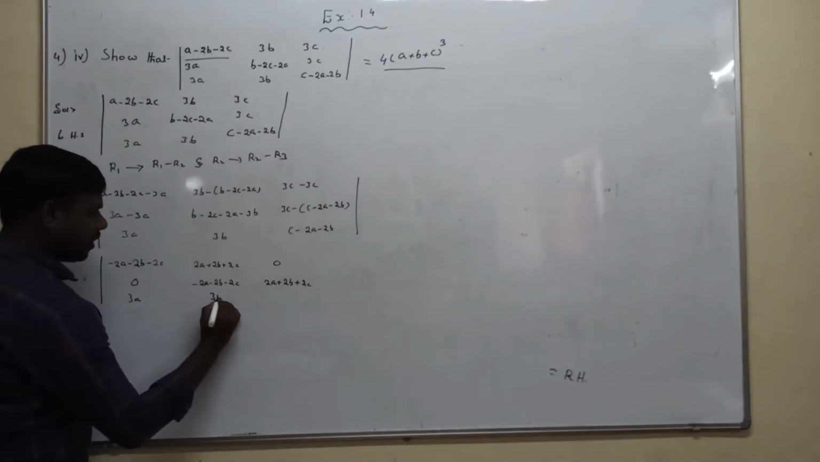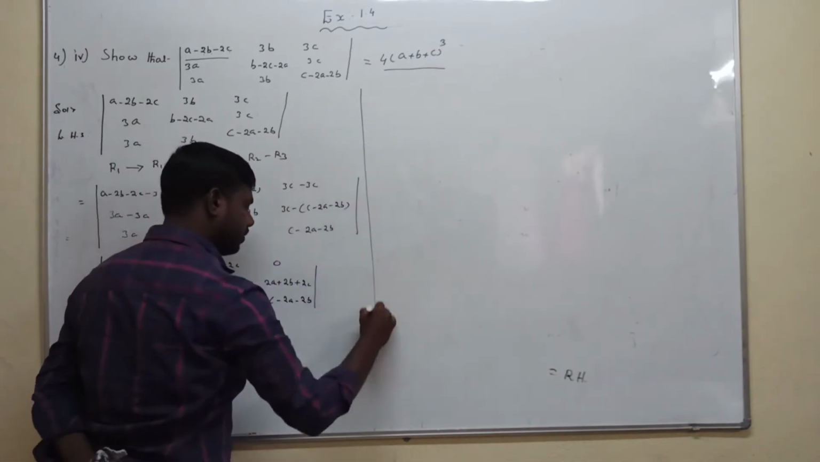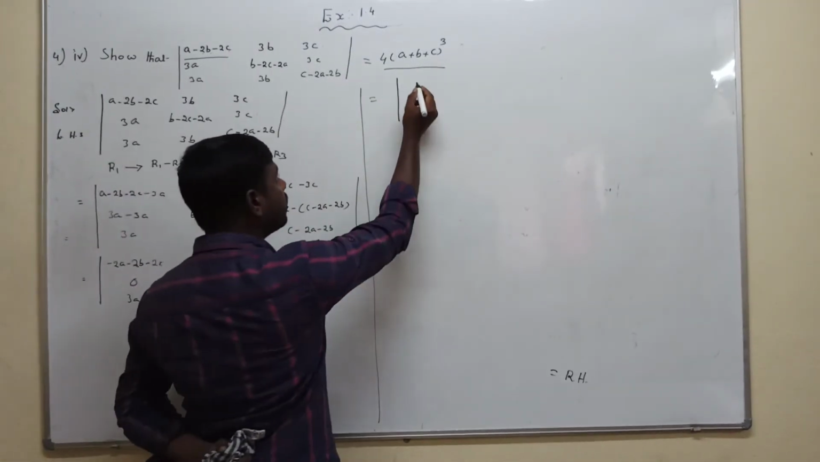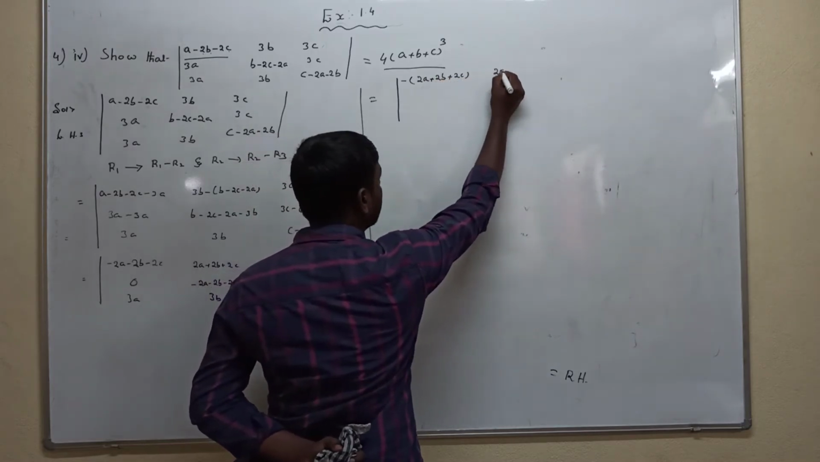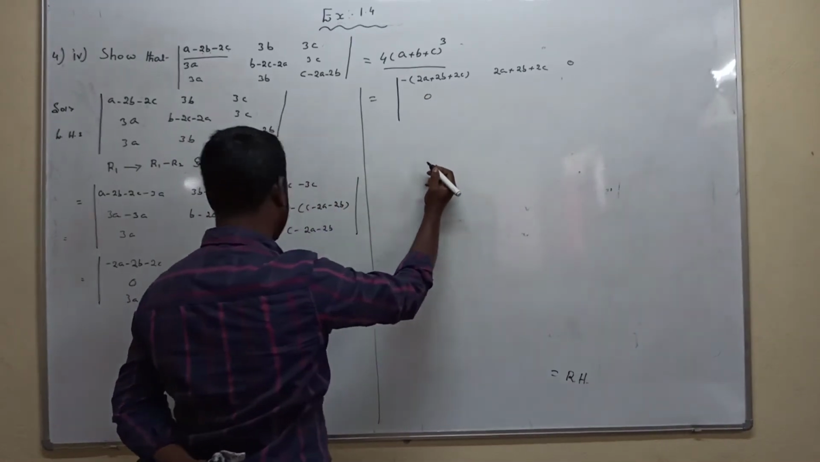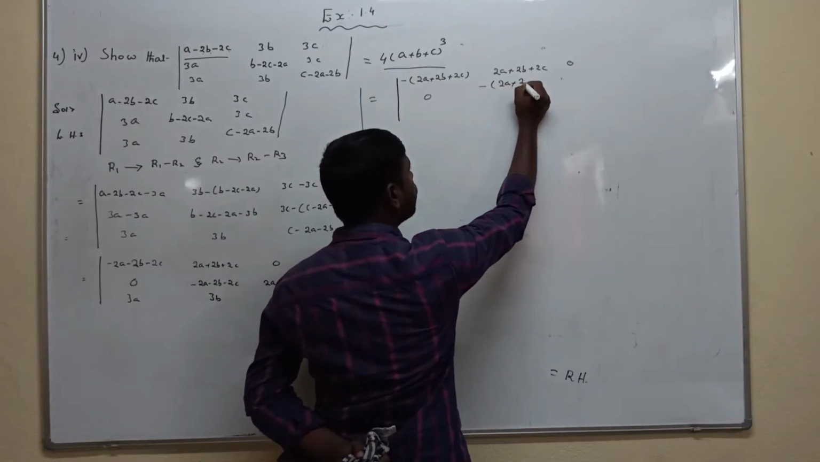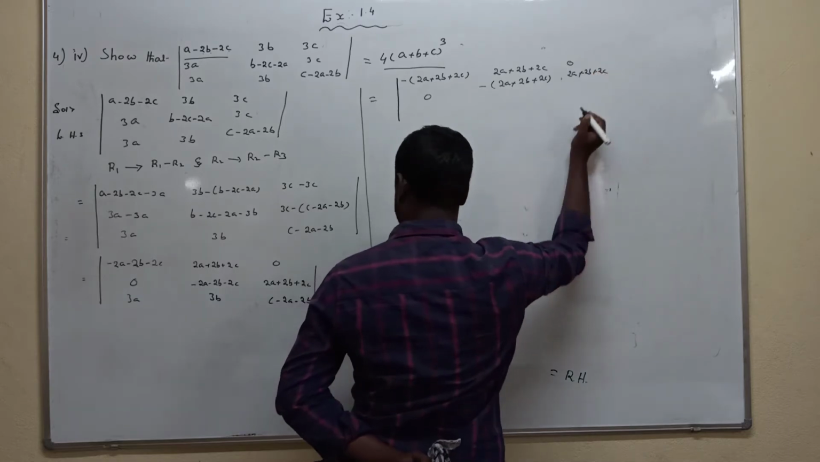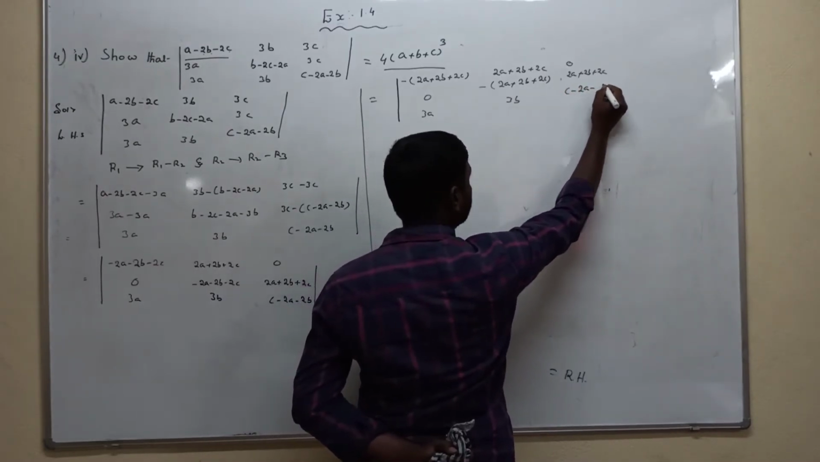3a, 3b, c minus 2a minus 2b. After that we are taking minus common outside, 2a plus 2b plus 2c. Here also 2a plus 2b plus 2c, 0, 0. Here taking common minus outside, so 2a plus 2b plus 2c. Here 2a plus 2b plus 2c. Next here 3a, 3b, c minus 2a minus 2b.